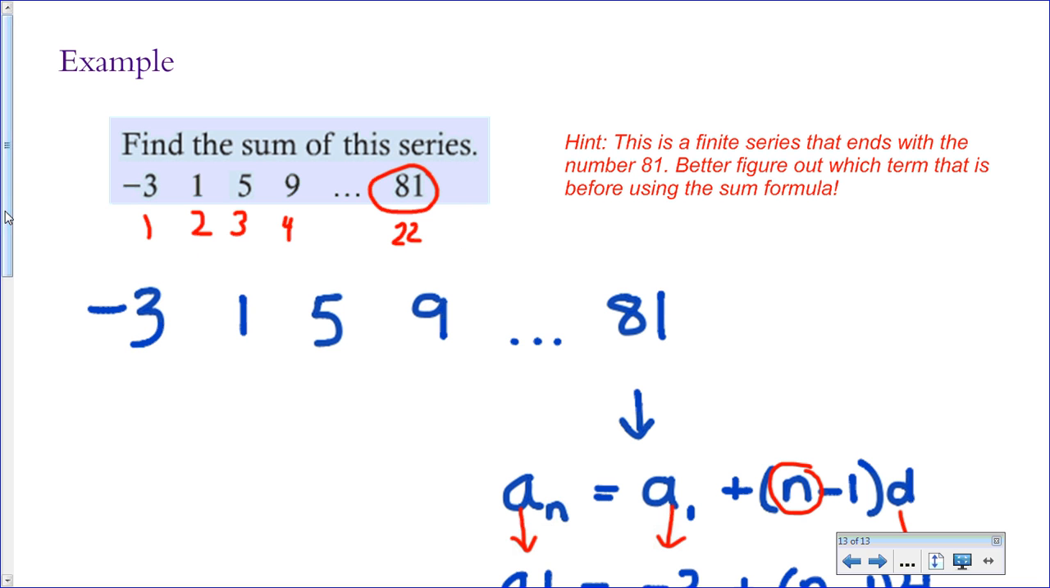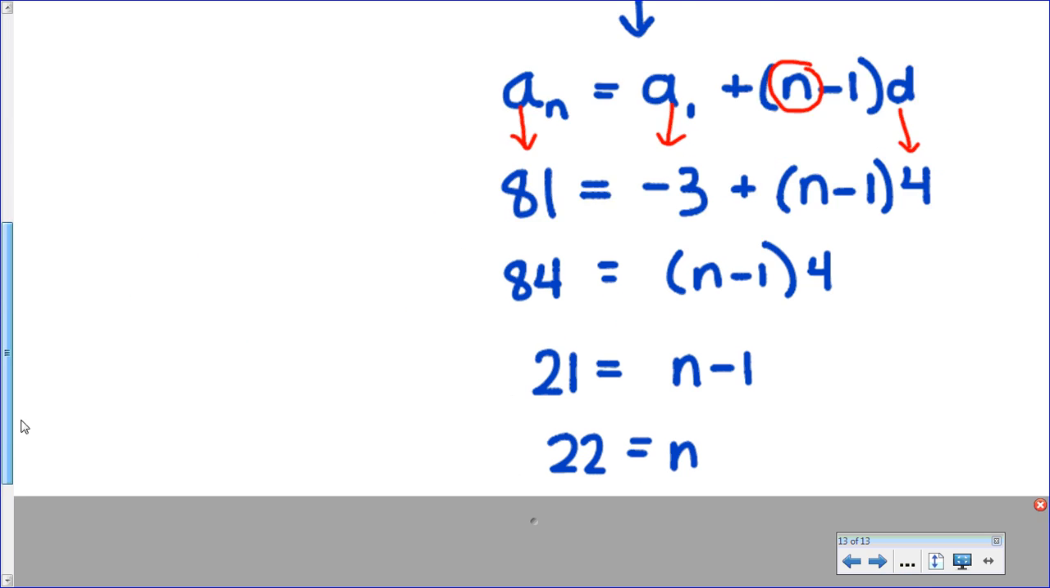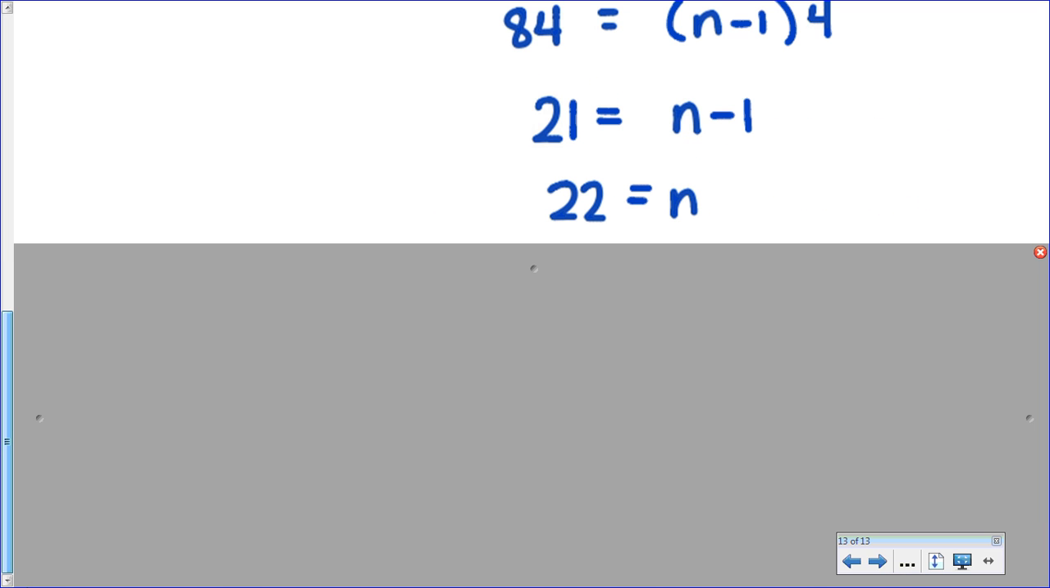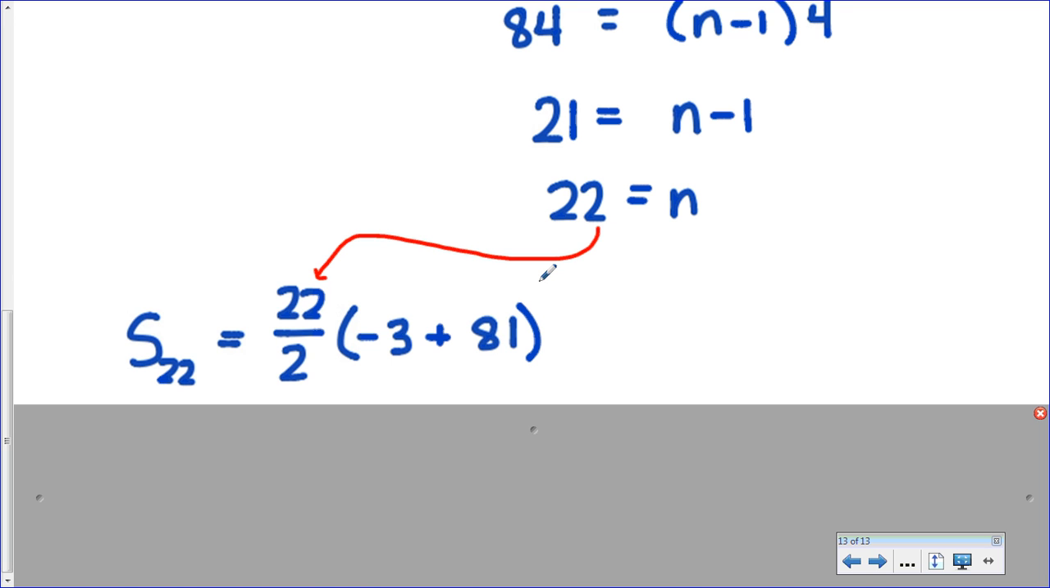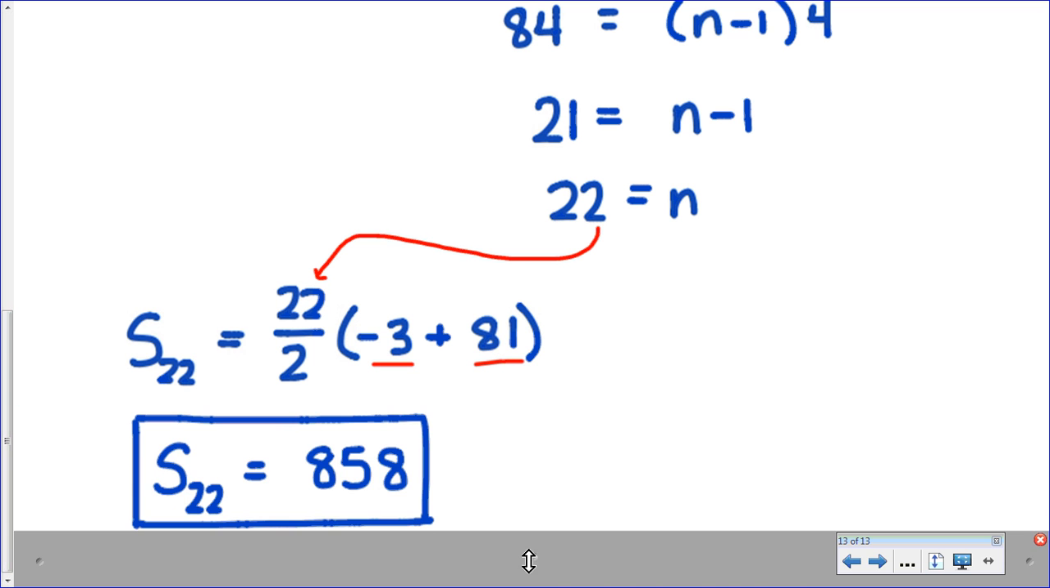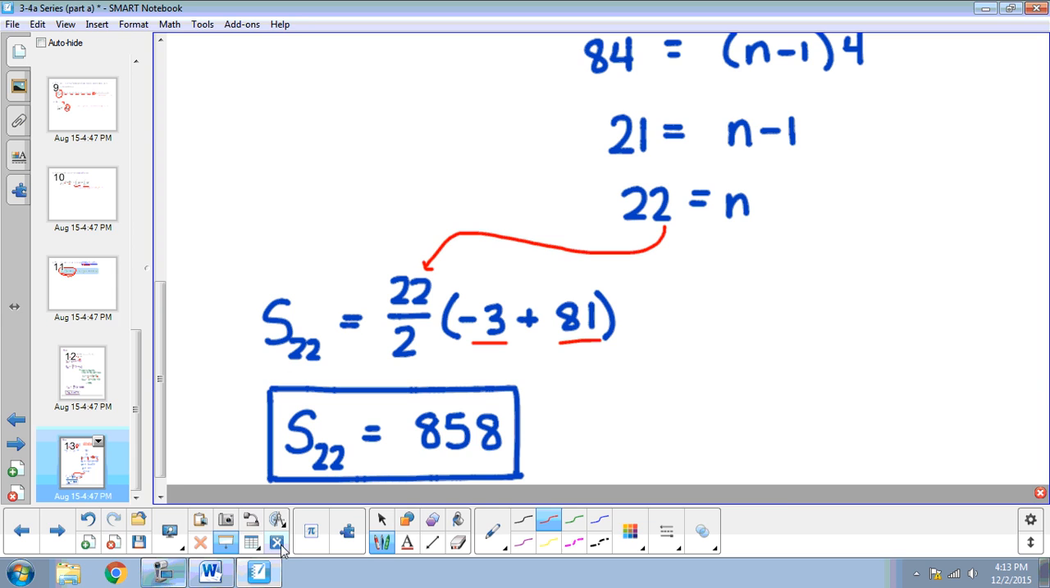So that's what we just determined, which is helpful because if I want to find the sum and I need to use this formula, now I can plug that 22, that n, right in here. It's the 22 over 2. And then, of course, I'm adding together the first term and the final term, and then I evaluate this on a calculator. This partial sum, or the sum of this whole sequence, is 858. And that is all.